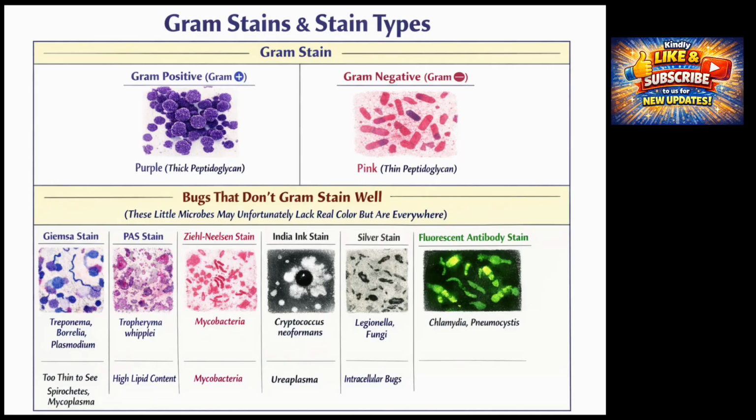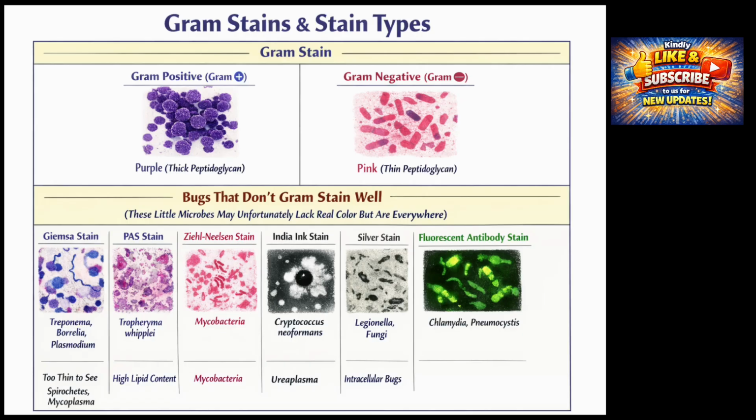Let's get started. Gram staining is the first-line laboratory test for classifying bacteria based on cell wall composition. Gram-positive bacteria have a thick peptidoglycan layer with extensive cross-linking, which traps the crystal violet-iodine complex during the decolorization step, so they appear purple. Gram-negative bacteria, in contrast, have a thin peptidoglycan layer located in the periplasmic space beneath an outer membrane. During the alcohol decolorization step, the outer membrane is dissolved, and the thin peptidoglycan cannot retain the crystal violet, allowing the counterstain safranin to impart a red or pink color.